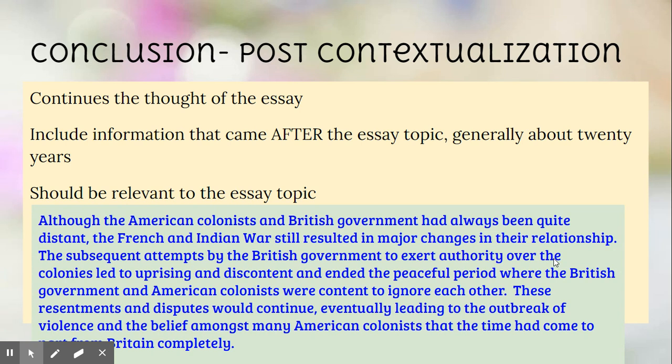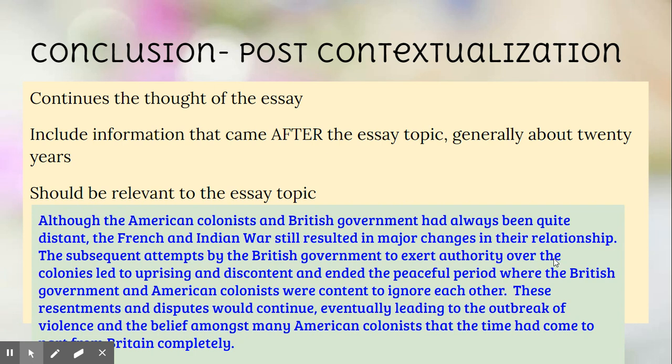So here's my post-contextualization that I wrote for this one. Although the American colonists and the British government had always been quite distant, the French and Indian War still resulted in major changes in their relationship. So that's a reiteration of my thesis, sort of restating that. Here's my post-contextualization. What comes next?